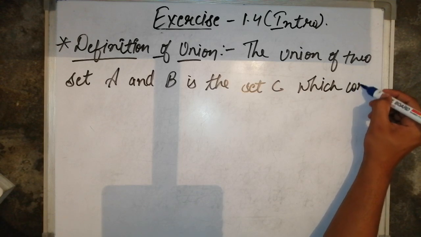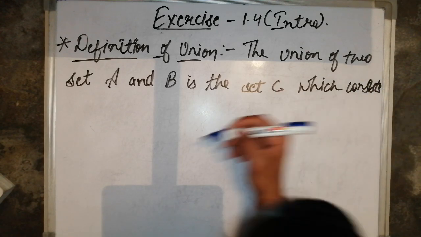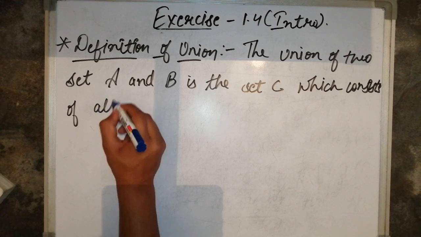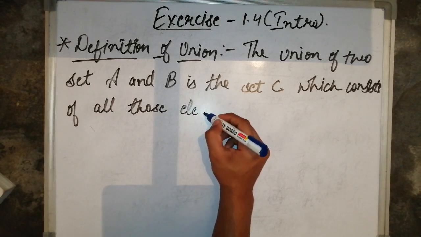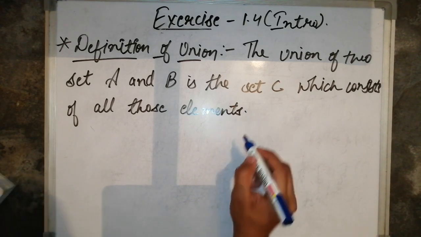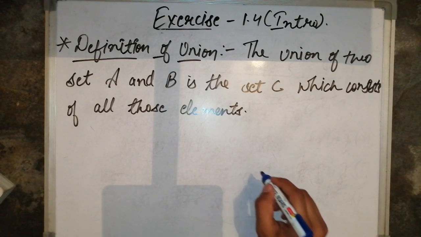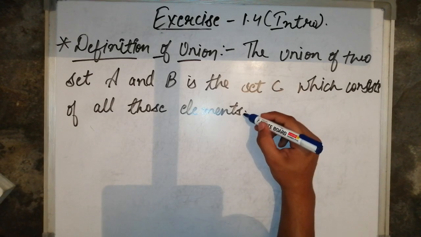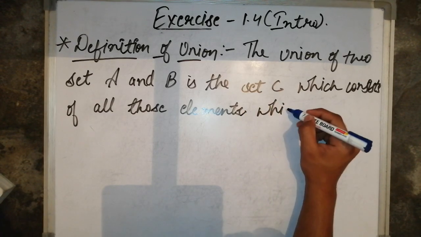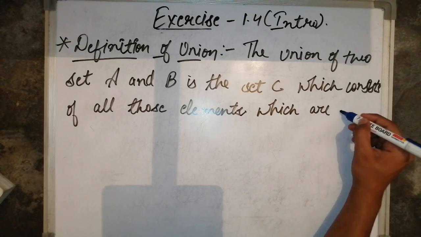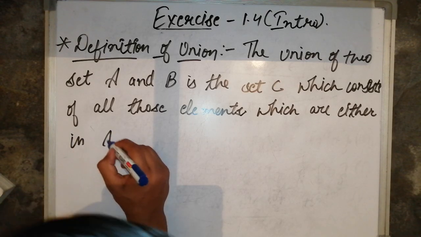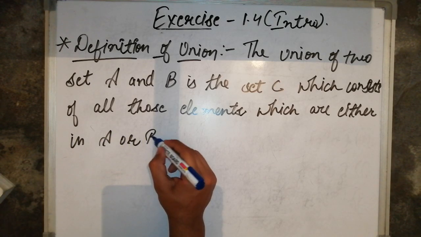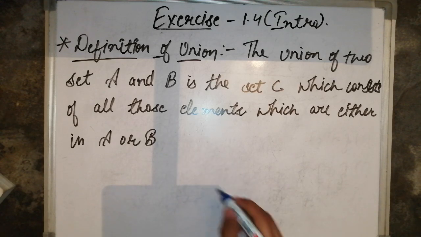which are either in A or B. In symbols we write A union B.